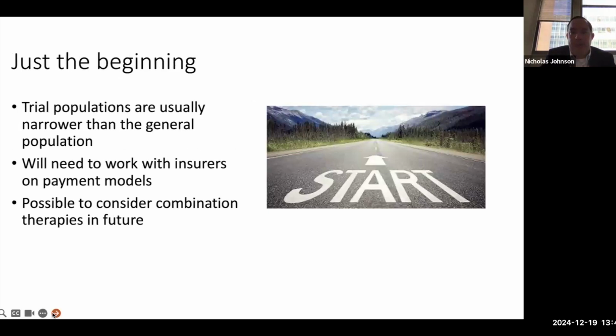Last point here, this is really just the beginning. I've made the point a couple of times, it's here on this slide. The trial populations are usually narrower than the general population. In fact, they are always narrower than the general population. And I certainly have people in clinic, and maybe some of you are out there thinking, well, I don't fit any of those things.